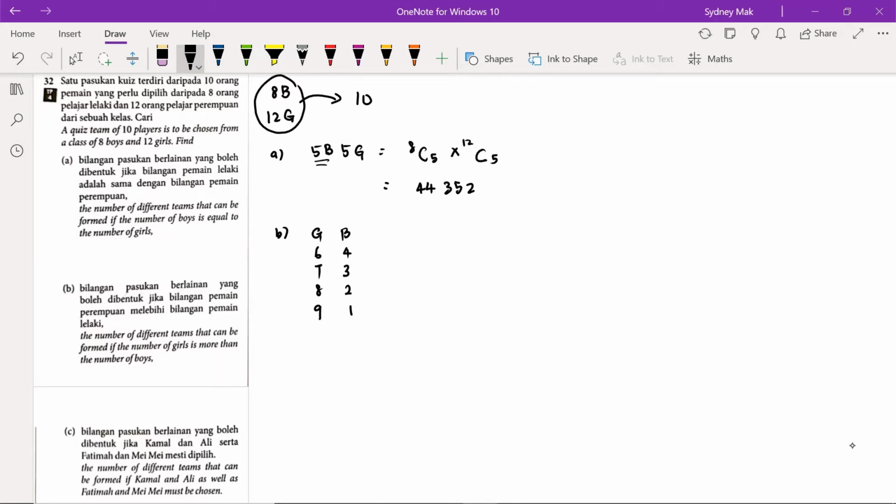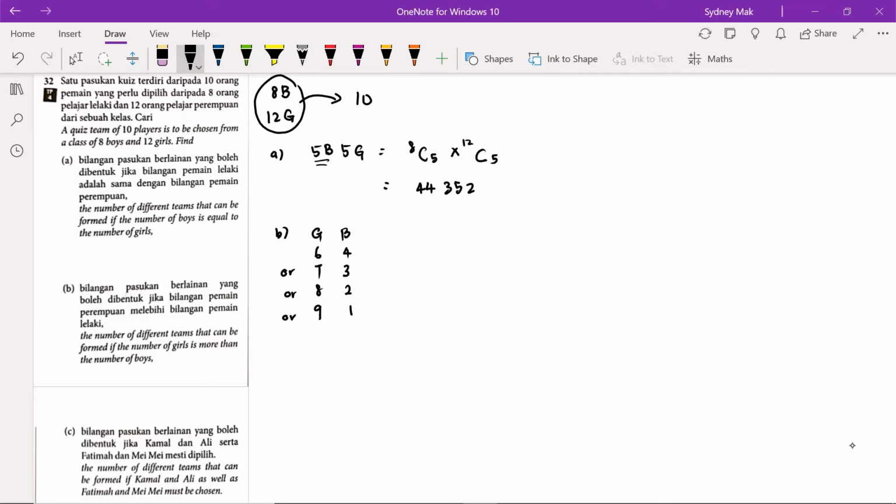Now we don't choose 10. Because it says the number of girls is more than the number of boys, there must be a boy in the team. Otherwise, how do we do the comparison? So only up to 9 girls and 1 boy. Do not choose 10 girls and no boys. Therefore we have 4 scenarios. Each scenario is mutually exclusive. They don't occur at the same time.